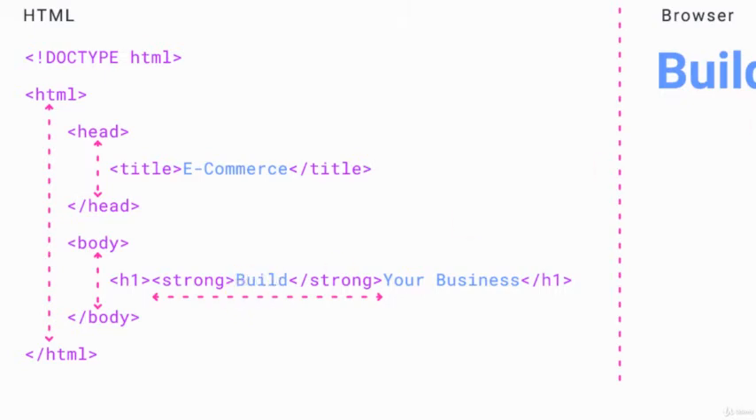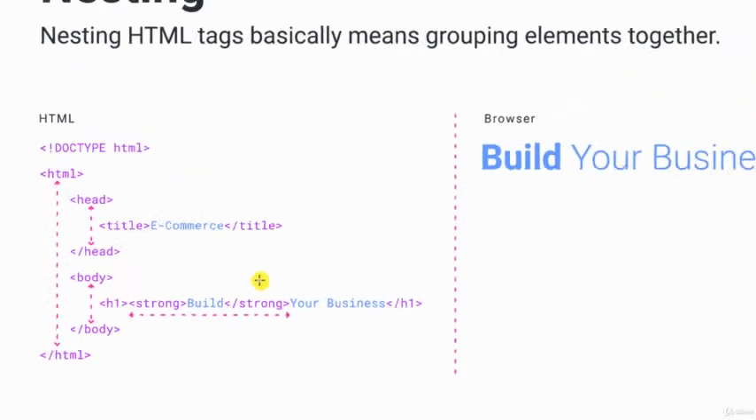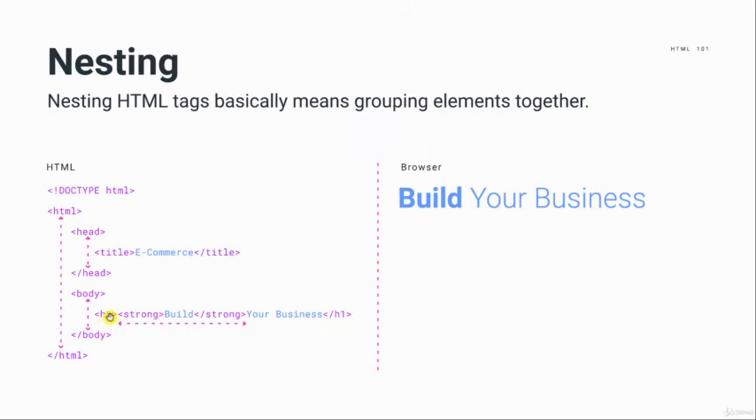And then if you want the word build to be bold, you wrap it inside another strong tag. So you open the strong tag here, and then you close the strong tag here, and then you wrap the word build inside the strong tag. So this is how nesting works inside HTML. h1 is nested inside body, body is nested inside HTML. And then we only see build your business. We don't see any of these tags. We don't see the head tag, and we also see e-commerce, but it's the title on top of the browser. But mainly we only see build your business in the browser.